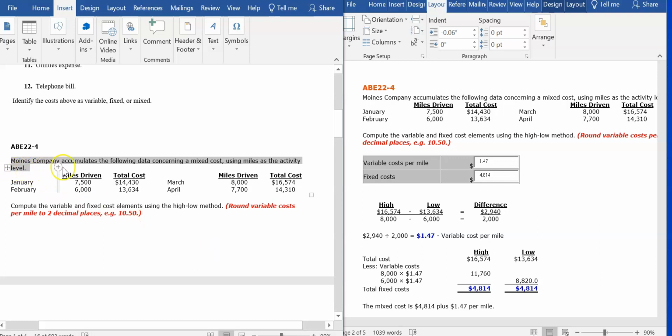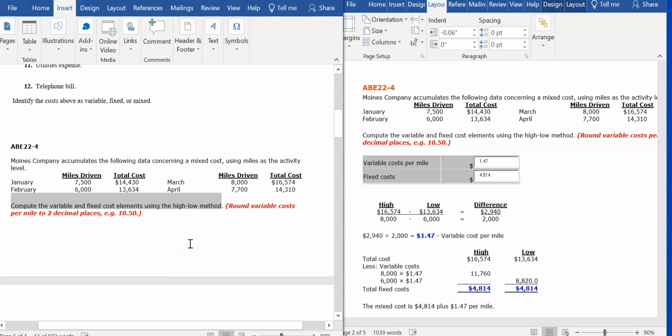So we're going to use Moyne's Company. They accumulated the following data concerning a mixed cost using miles as the activity level. So here we have 4 months. We've got January, February, March, and April. For each of those months, they've given us the number of miles driven and the total cost associated with driving those miles for each of those months. Our job is to compute variable and fixed cost elements using the high-low method.